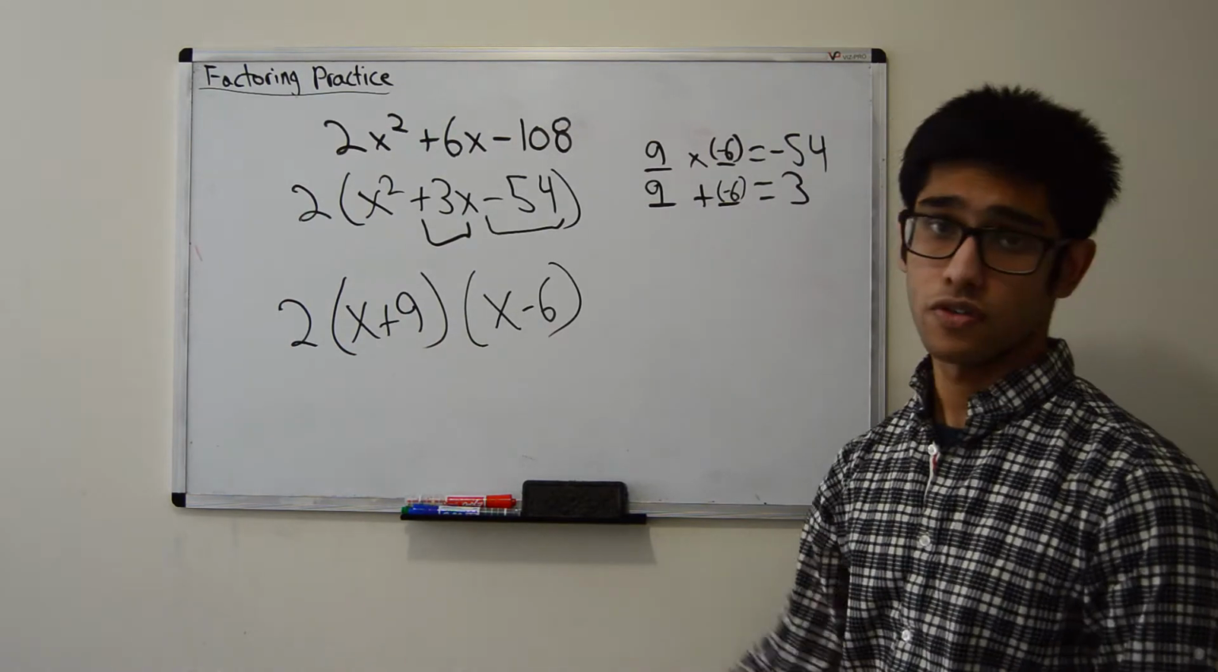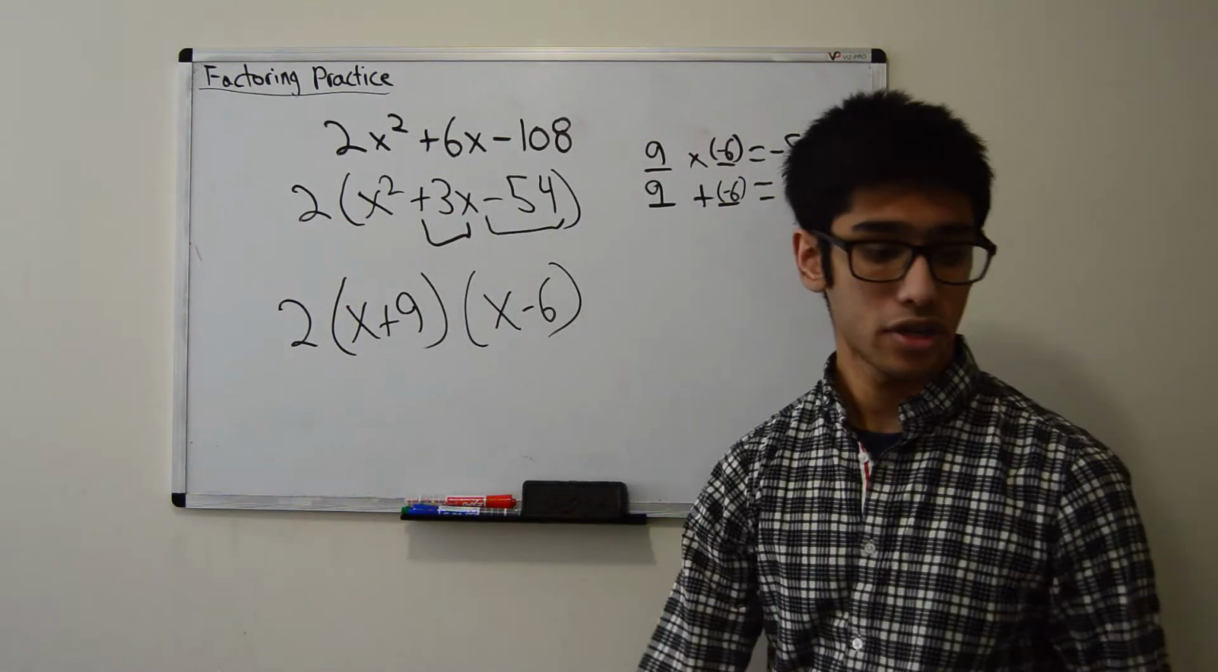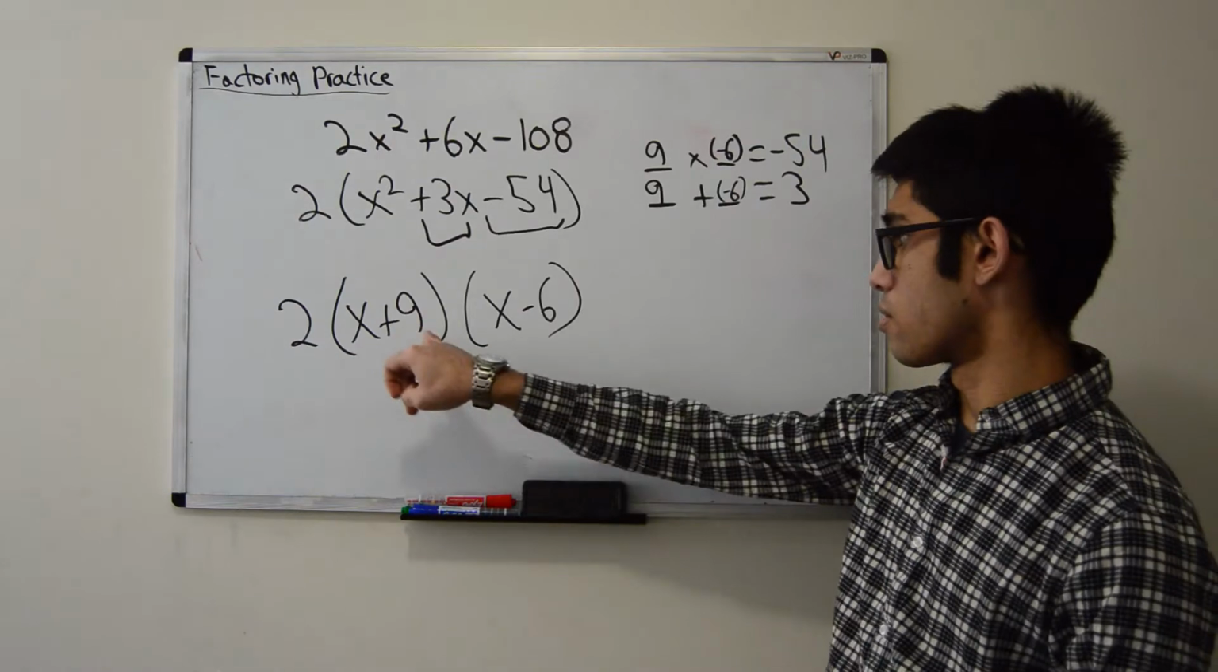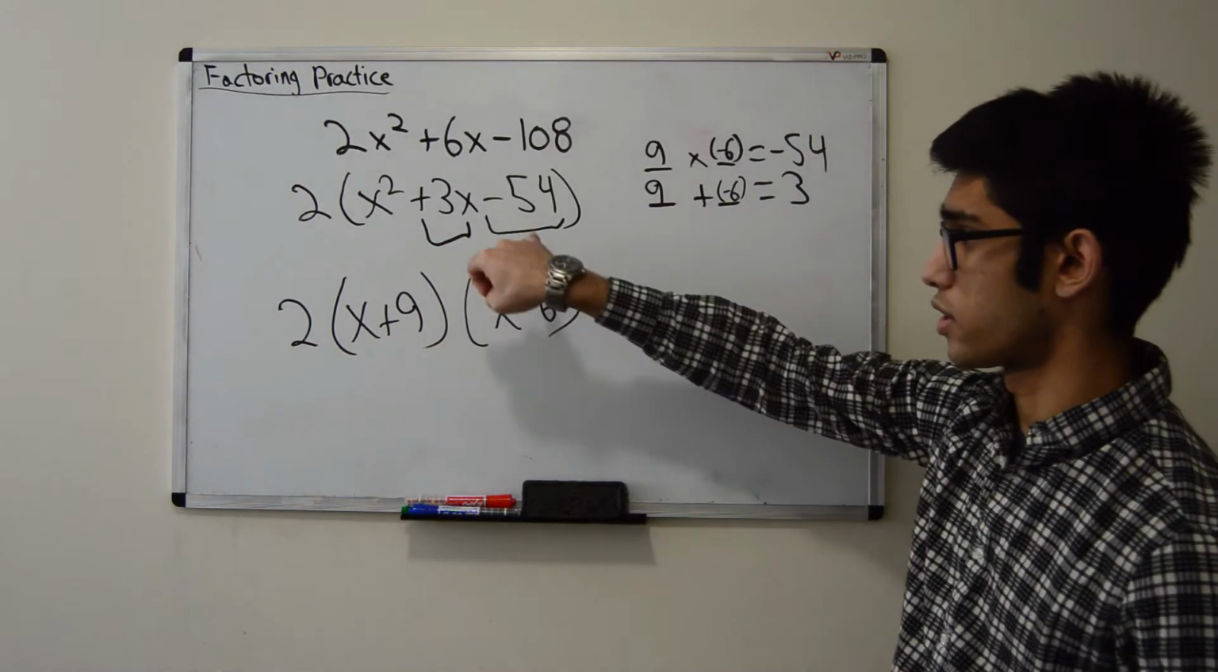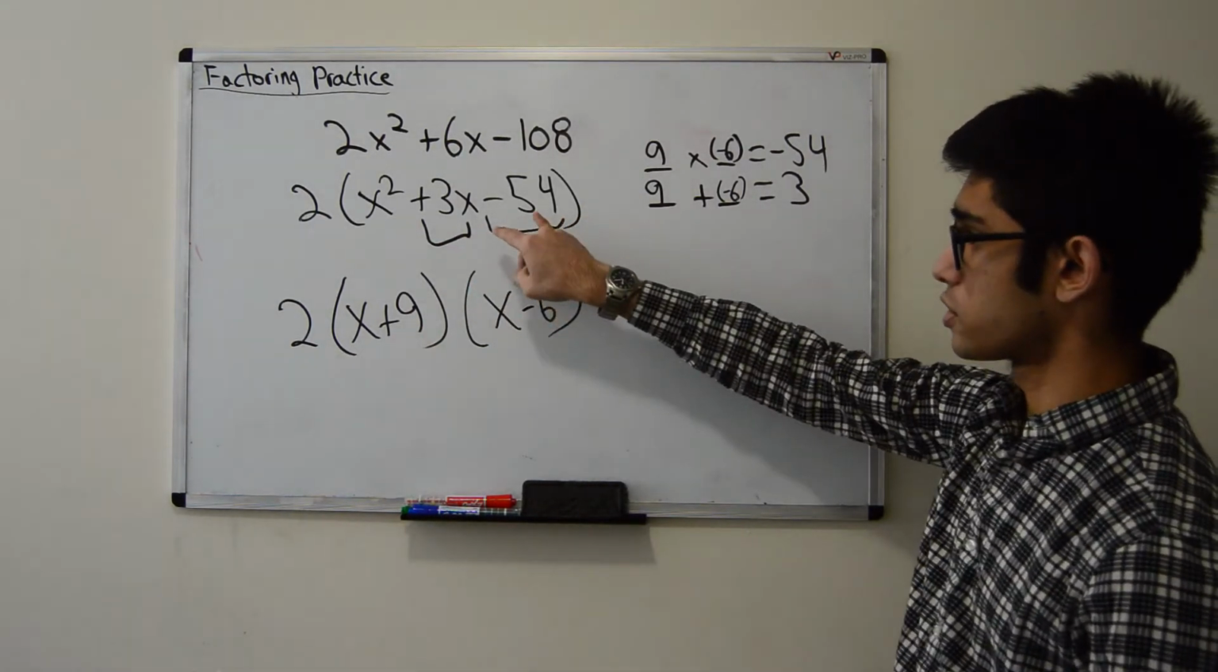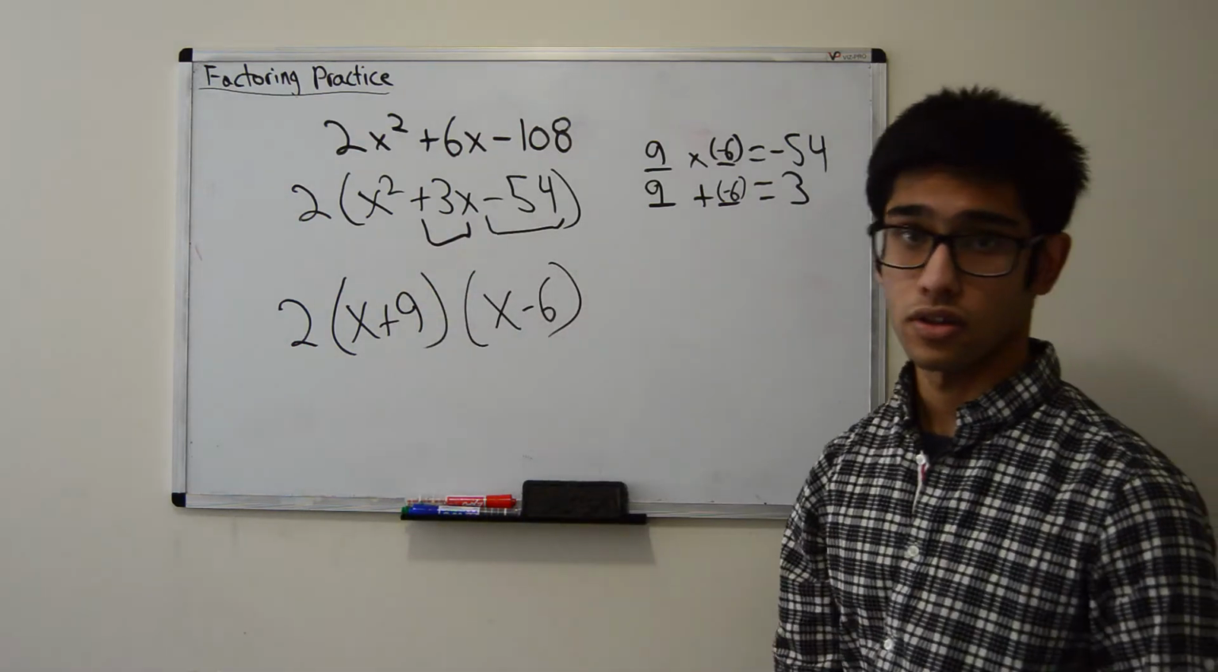So again, what did I do? First, always pull out that greatest common factor, and then what you want to do is just go ahead and factor the trinomial inside. Look at the numbers that multiply to this, and then add to this. All you have to do there.